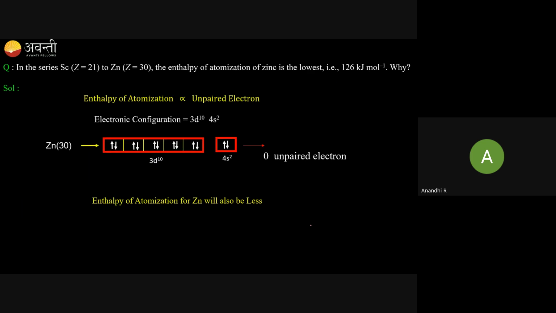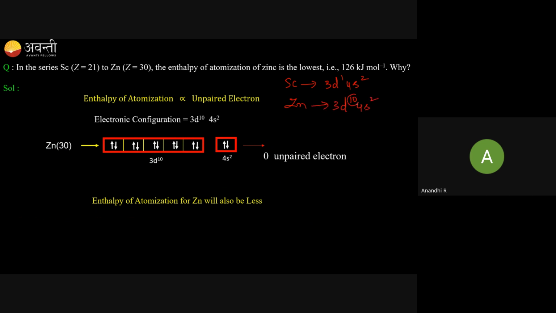So can you solve this question? In the series from scandium to zinc, the enthalpy of atomization of zinc is the lowest. Why? The solution is already given on the screen. So scandium has one unpaired electron and zinc has zero unpaired electrons. What is the configuration of scandium? It is 3D1 4s2, and for zinc it is 3D10 4s2, right?